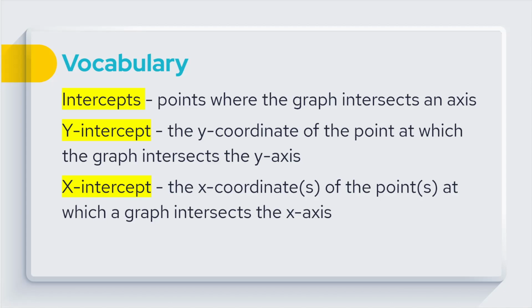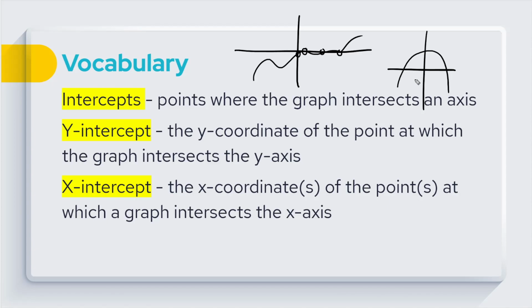Vocabulary: intercepts. Intercepts are points where a graph intersects an axis. Remember, a graph is the visual representation of a function or equation, and we can put that onto a coordinate plane, and everywhere that this function intersects with the axis, any axis, it's an intercept. So there are y-intercepts and x-intercepts. If we look at a graph, anywhere that it intercepts the y is a y-intercept, and where it intersects with the x are the x-intercepts.